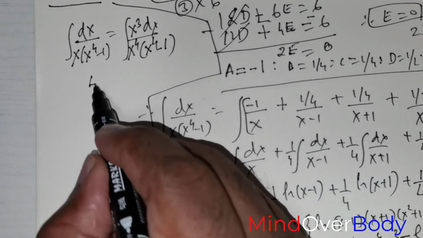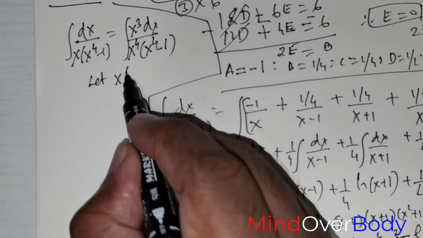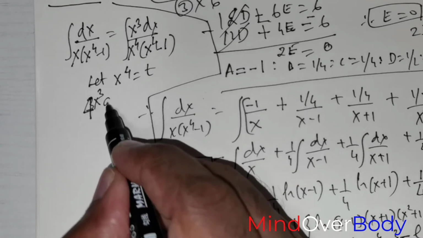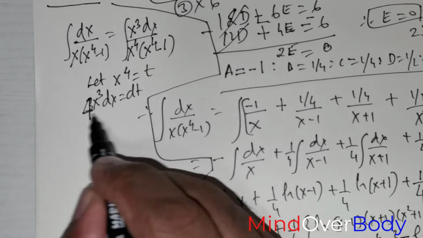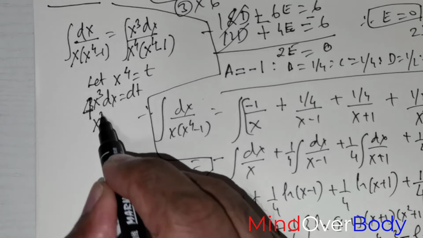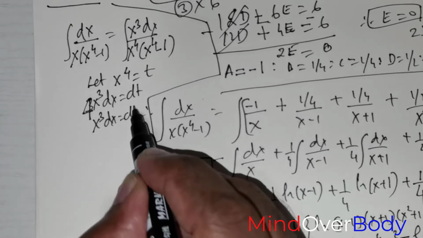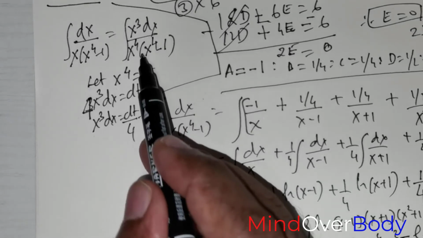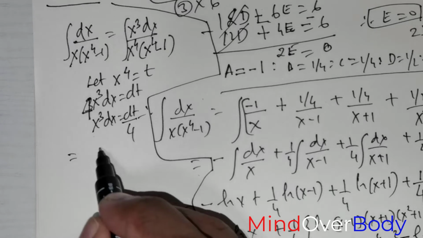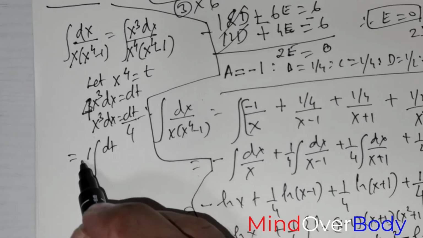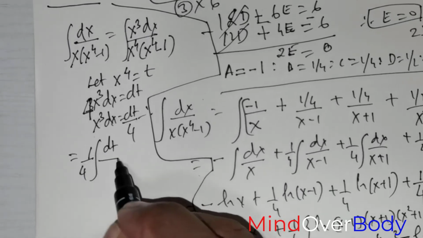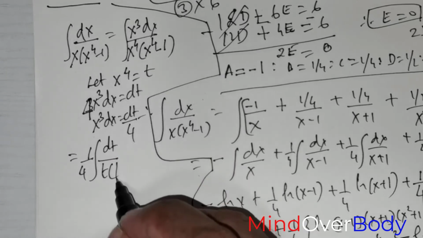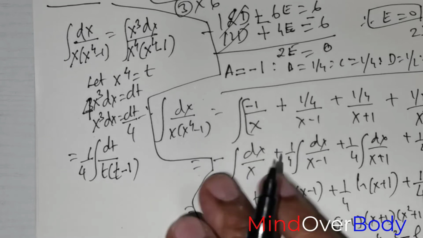Now what I will do is use a substitution technique. Let x raised to the power of 4 be equal to t, right? 4 times x to the power of 3 times dx is equal to dt. I'll push the 4 down. So that would give me x cubed dx is equal to dt over 4. So in place of x cubed dx, I'm going to substitute dt over 4. So this is going to be integral dt, 1 over 4 can be taken out, divided by, in place of x to the power of 4 it's going to be t, followed by minus 1.